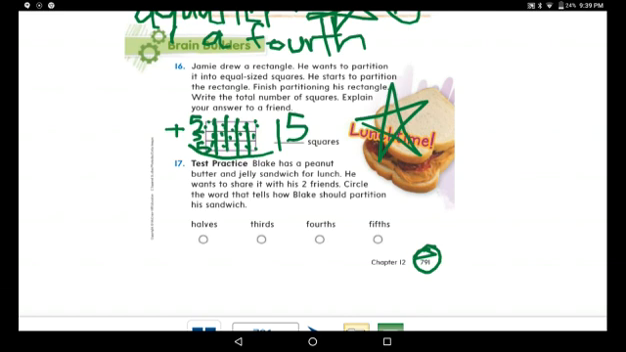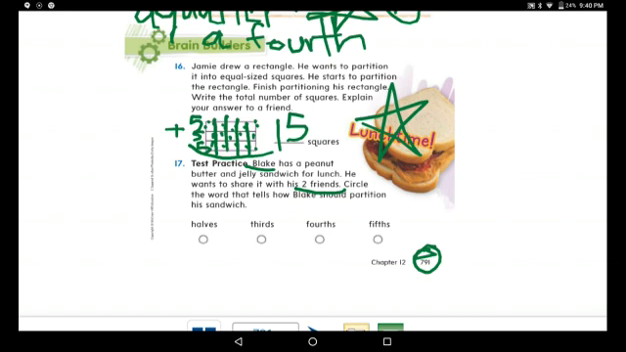Now, we will do the last question. Test practice. Blake has a peanut butter and jelly sandwich for lunch. He wants to share it with his 2 friends. Circle the word that tells how Blake should partition his sandwich. Okay, I'll give you a hint, then I will let you solve it by yourself. We have Blake and 2 friends. Blake will not give all his sandwiches to his friends. No, Blake will share the sandwiches. So be careful, you cannot partition the sandwiches into just 2 because there is Blake. You will not leave Blake with no sandwich, right?